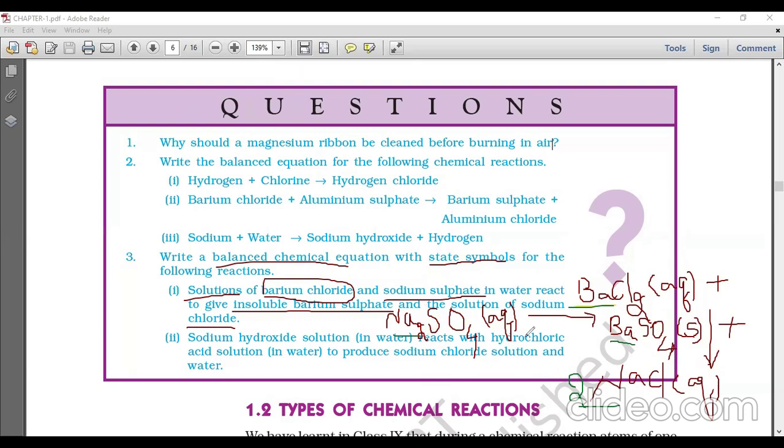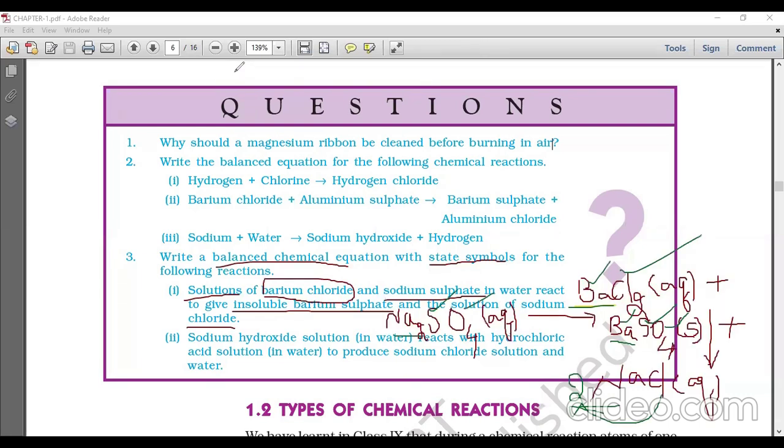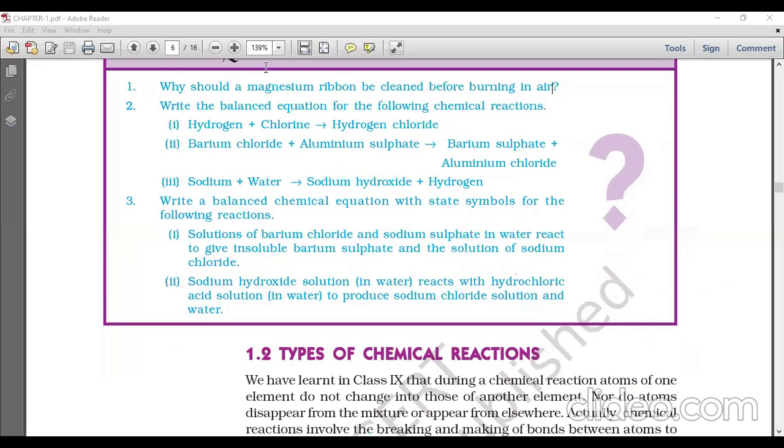Now you check sulfur, how many? One, and here also sulfur one. Oxygen four, oxygen four. Barium one, barium one. Chlorine two, chlorine here also two. I hope you have understood, and this is the balanced chemical equation for the third question. Please note it down. Any doubts if you have, you may share your doubt in the comment box so that I'll try to clarify all your doubts. Next one is sodium hydroxide solution in water.